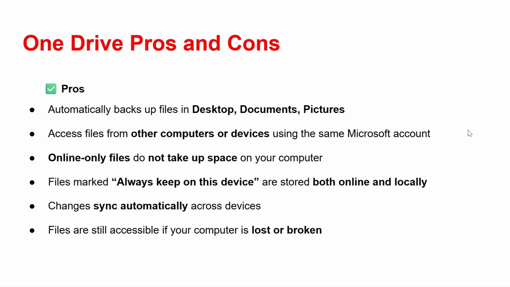Now we're going to go over the pros and cons of using OneDrive. It automatically backs up files in Desktop, Documents, and Pictures. It can access files from other computers or devices using the same Microsoft account. Online only files do not take up space on your computer. Files marked always keep on this device are stored both online and locally. Changes sync automatically across your devices. So even if you went somewhere else or lost your computer, you could still access your online files. Files are still accessible if your computer is lost or broken.